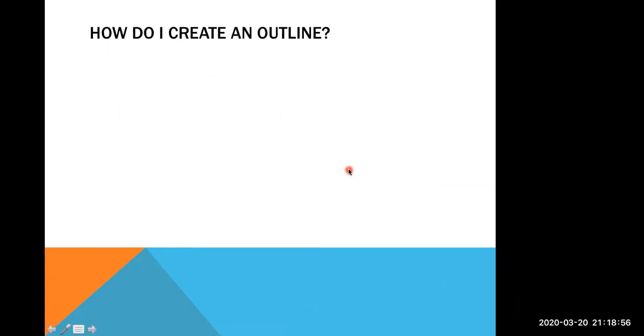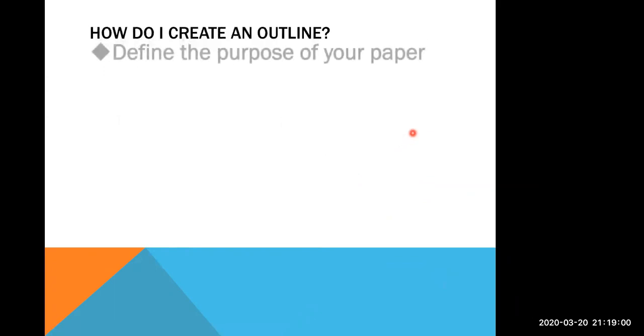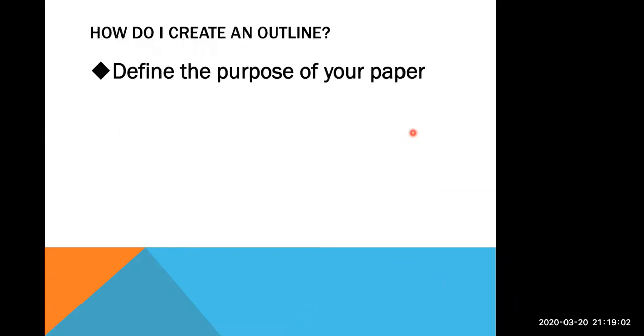The question now, how do I create an outline? So to create an outline means that you need to define the purpose of your paper. You should define it very well. What's the purpose? What's the main objective of your paper? Is it argumentative, expository? Is it something cause and effect, research-like, and many more, in fact.